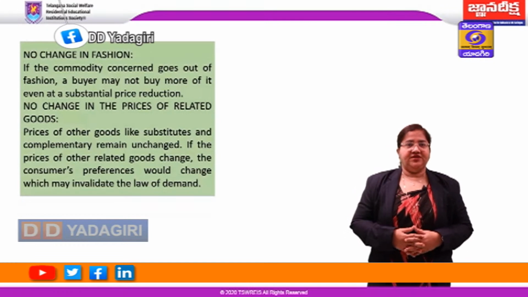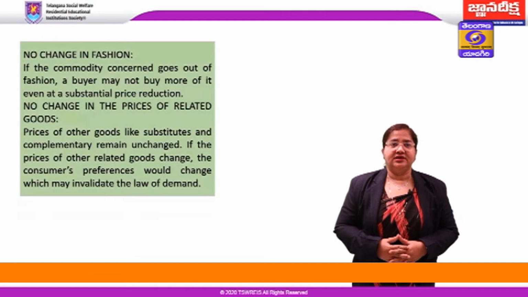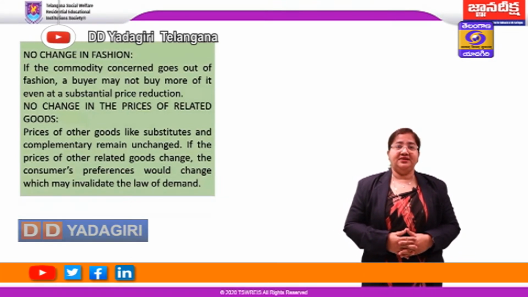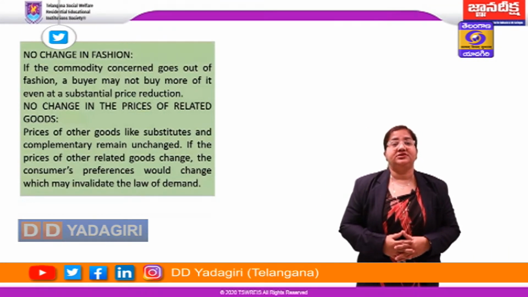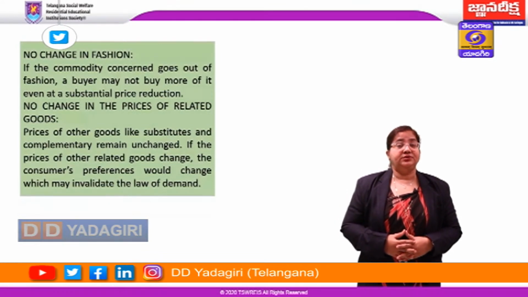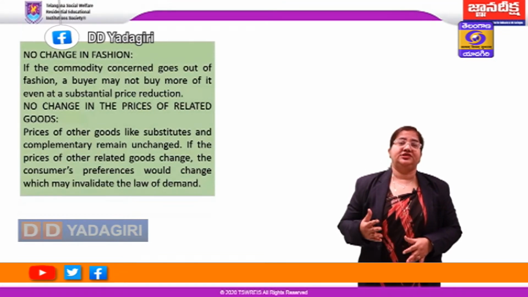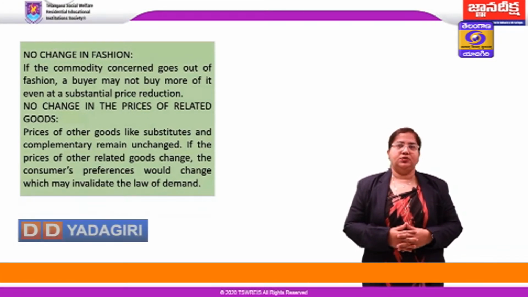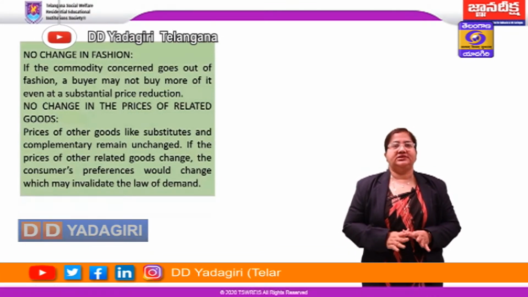The next one is no change in the prices of related goods. The prices of other goods, like substitutes and complementary goods, should remain unchanged. If the prices of other related goods change, the consumer's preferences would change, which may invalidate the law of demand. We already discussed substitutes and complementary goods. If the prices of substitutes and complementary goods change, the demand for the other commodity is going to change. Just now we discussed tea and coffee, car and petrol. So here it should remain constant.